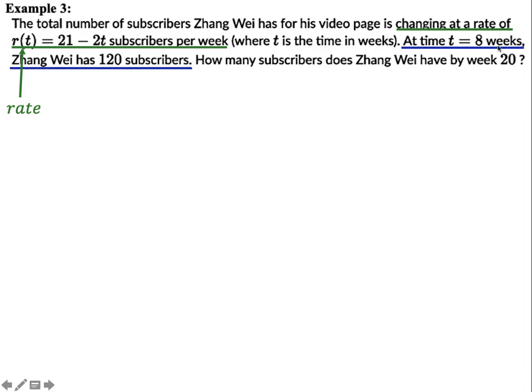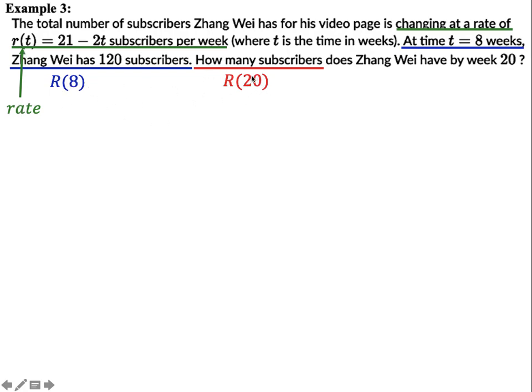And it says at time t equals 8 weeks, Zhang Wei has 120 subscribers. Then it goes on to say, how many subscribers does he have by week 20. So the t equals 8 is actually the initial number of subscribers we're looking for the time interval. So that's our R of 8, and I'm using big R because it's an initial value, an antiderivative value. And then how many subscribers does Zhang Wei have by week 20? So it's asking us to find some future value here. In fact, we know it's by week 20, so it's asking us to find R of 20. So we have to put these three things together.